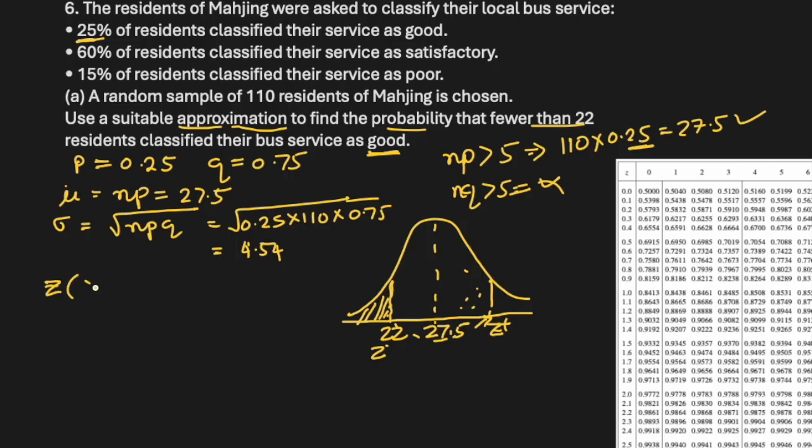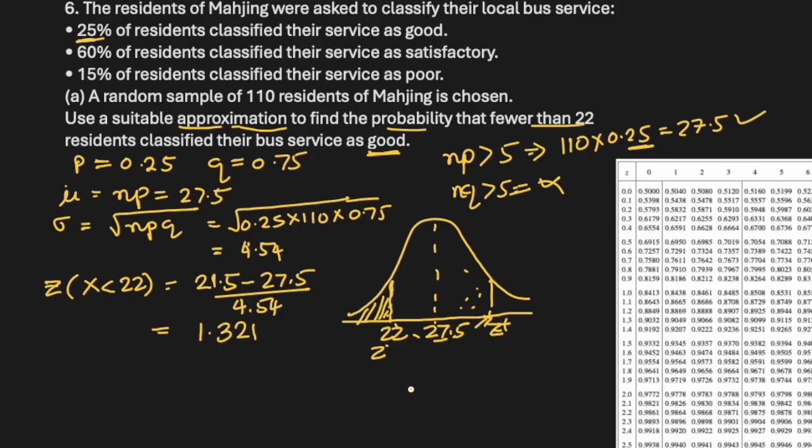For x being less than 22, it will be x minus the mean, which is not x actually, it is an approximation. Since they said fewer than 22, that means we have to exclude 22. So we'll go 0.5 lesser, it will become 21.5, minus the mean 27.5, divided by the standard deviation, which is 4.54. So the z-score we get is 1.321.